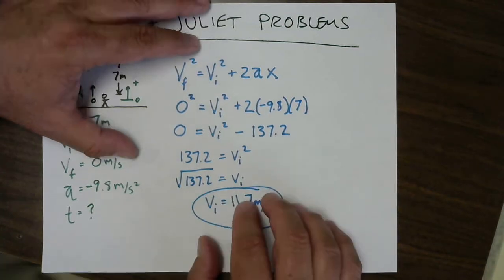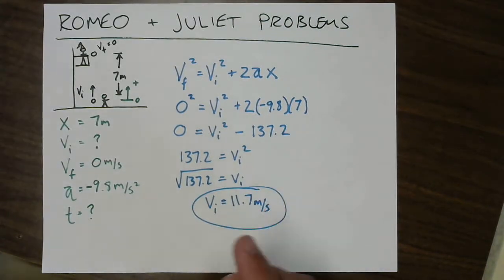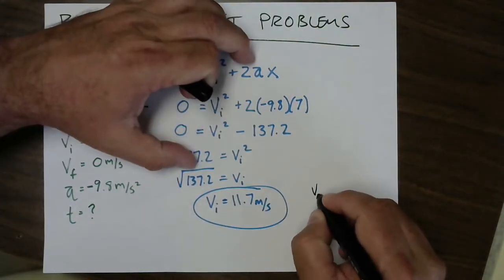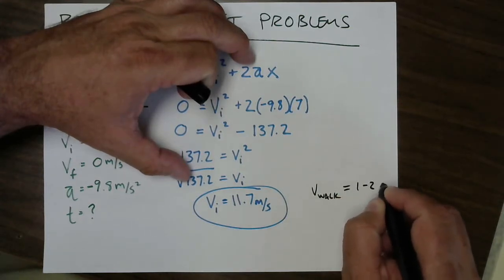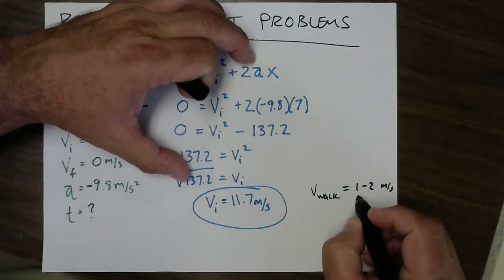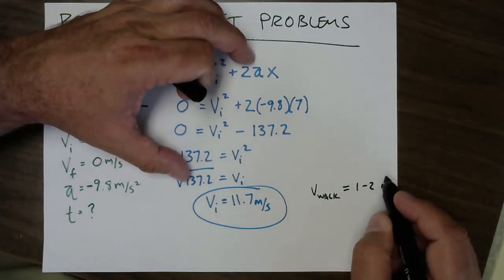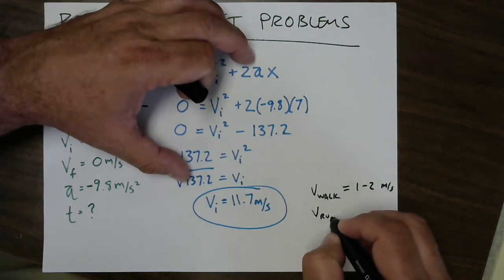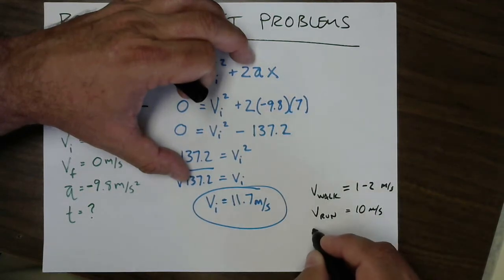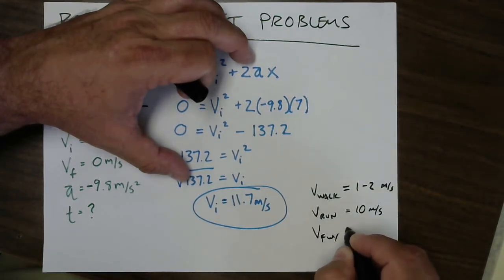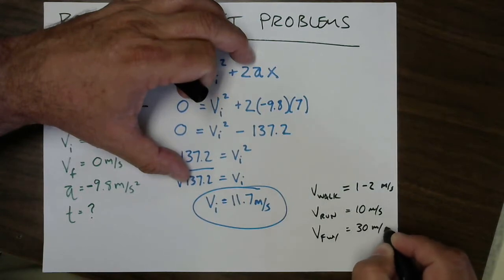So here's some numbers for you to kind of carry around for fun. Walking speed is anywhere from 1 to 2 meters per second. 1 is for that really slow mosey, and 2 is for a strider. Running speed, like the fastest runners, is 10 meters per second. And freeway speed is 30 meters per second.